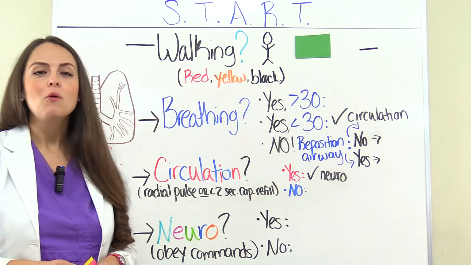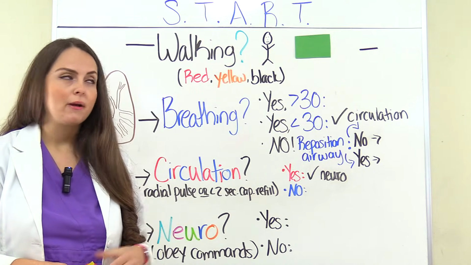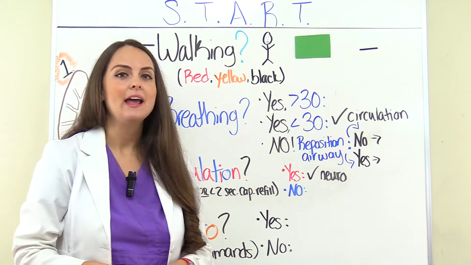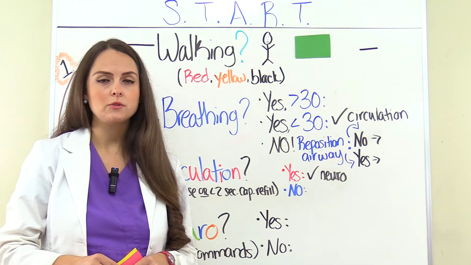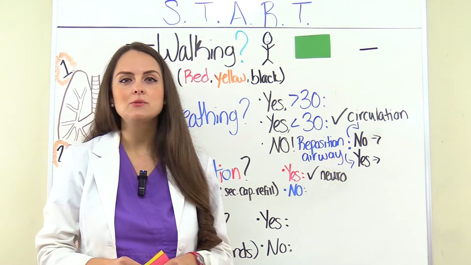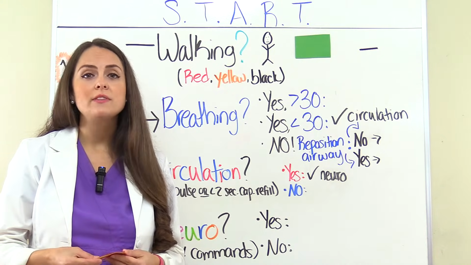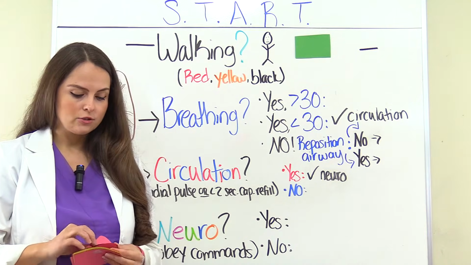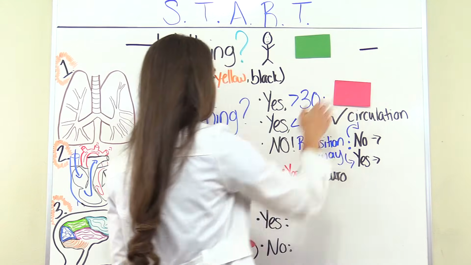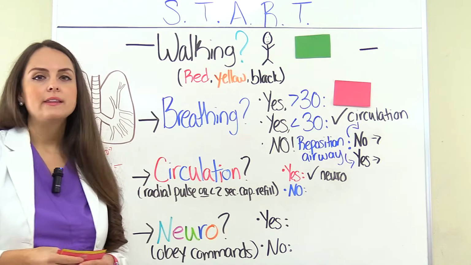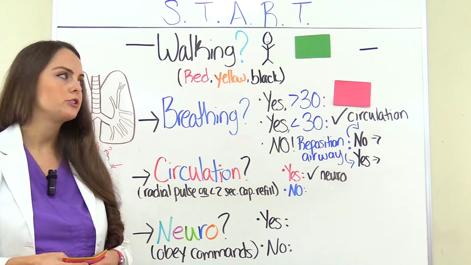With breathing, what we're looking at is if they're breathing and what the respiratory rate is. Let's say yes, they are breathing, but the respiratory rate is greater than 30. We know that a normal respiratory rate in an adult is 12 to 20 breaths per minute. So if it's greater than 30, there's something wrong with this patient and they need immediate treatment. This patient is going to be tagged red. Let's say they are breathing, but the respiratory rate's less than 30. Well, we're going to proceed and check their circulation.